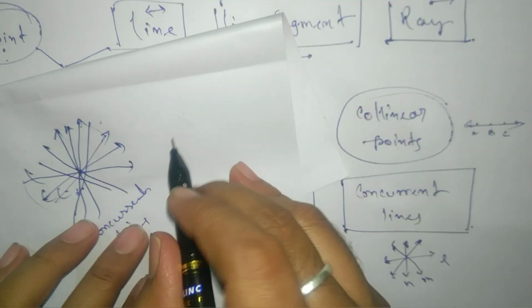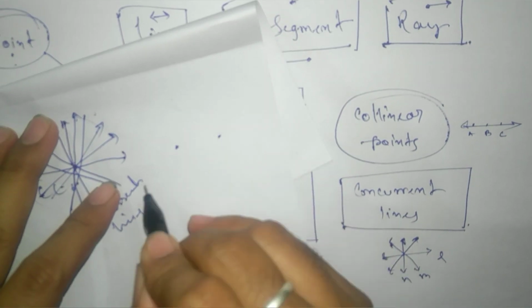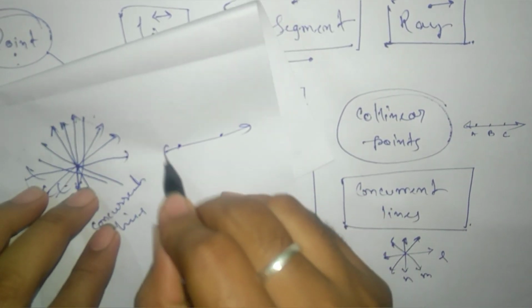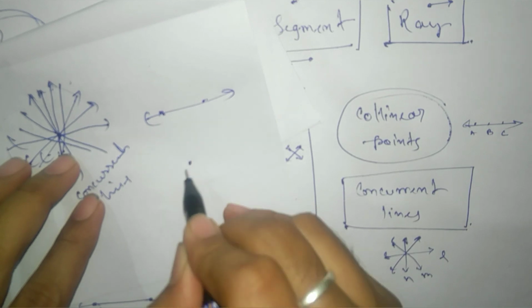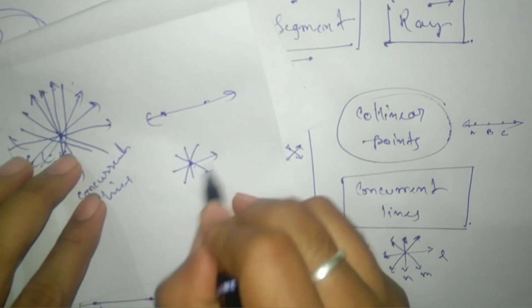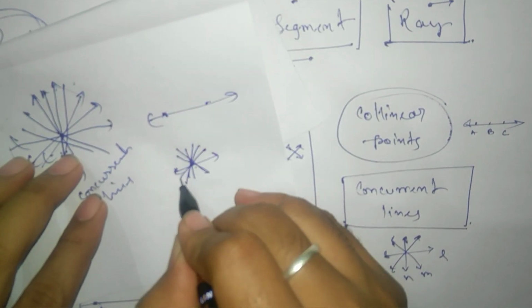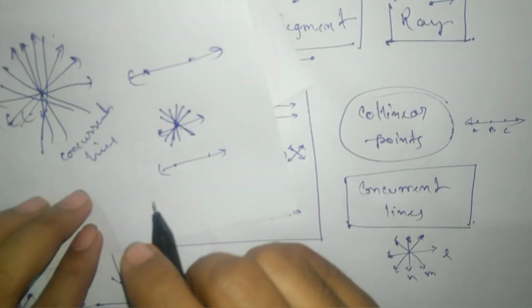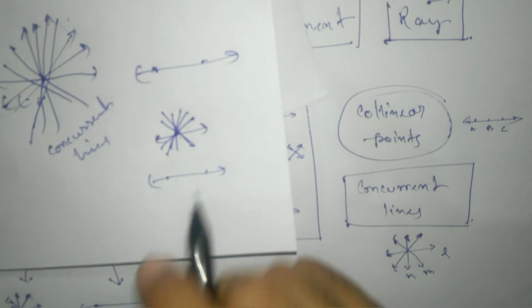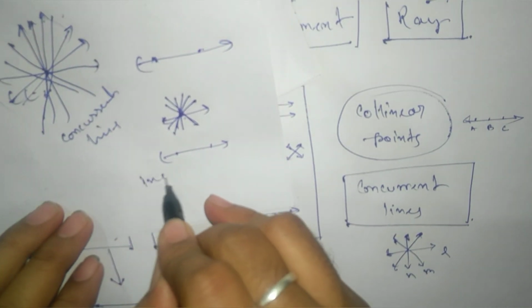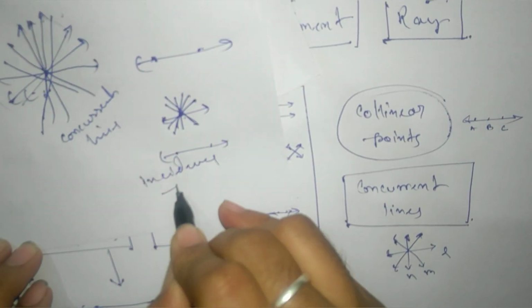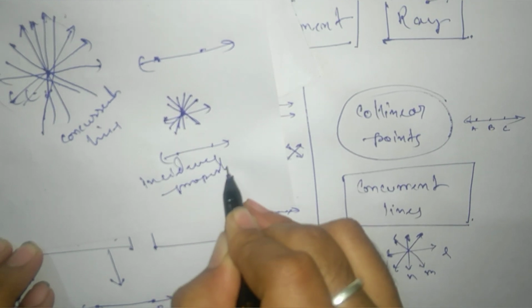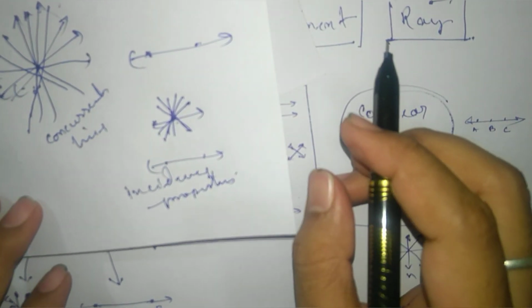Okay, and from any 2 points you can draw only one straight line. Remember, from one point an infinite number of lines you can draw. From 2 points, only one line. Remember these 2 points. This we call the incident property of line and point.